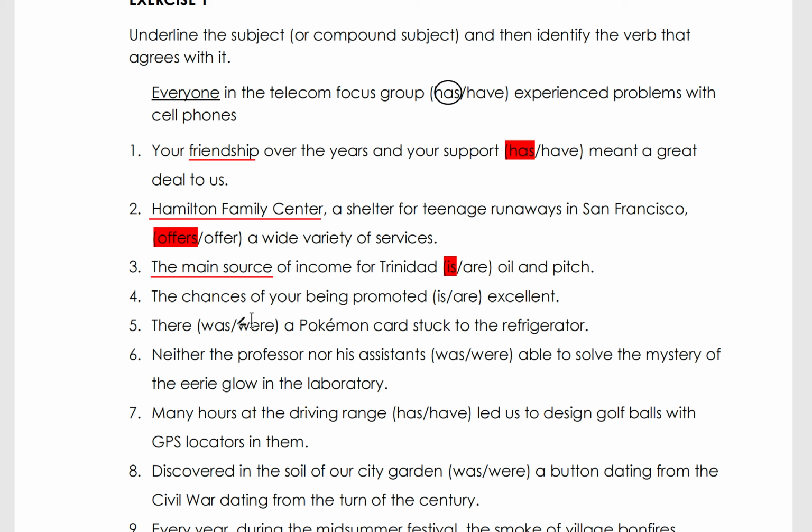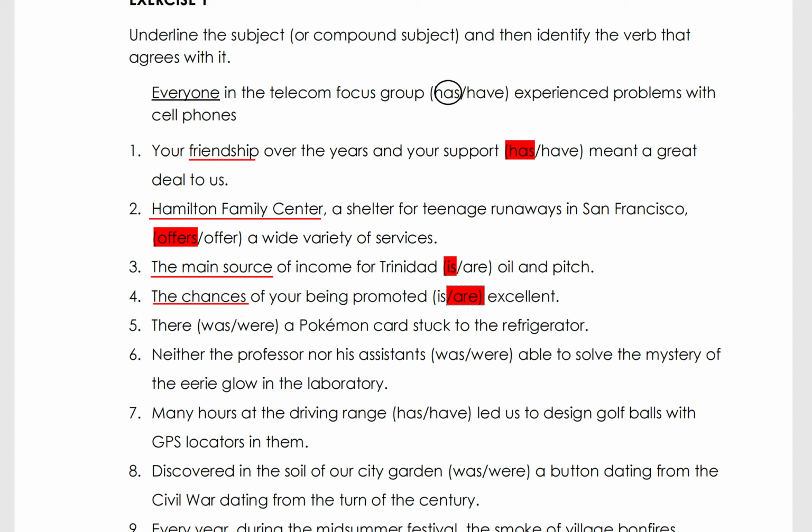And number 4, the changes of you're being promoted is or are excellent. So where is the subject? Again, the subject is "the changes." There is an e and s, which means plural, and because it's plural, it's really clear the answer is "are."